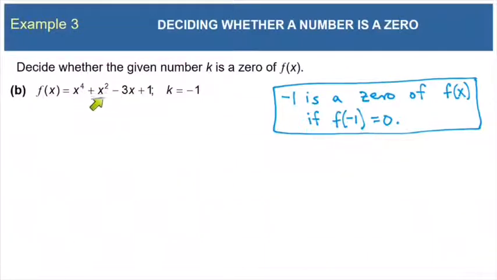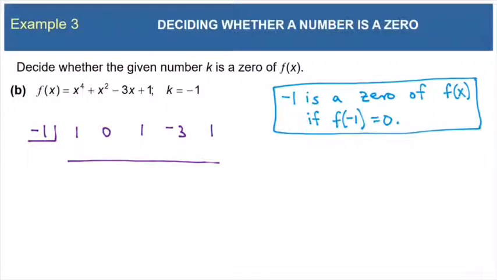Now be on your guard here because we have a missing x to the third term. Notice the powers go x to the fourth, then x to the second. So we need to put a 0 placeholder, and our coefficients are going to be 1, 0, 1, -3, positive 1. We're wanting to find out if -1 is a 0, so -1 is what goes in the box.